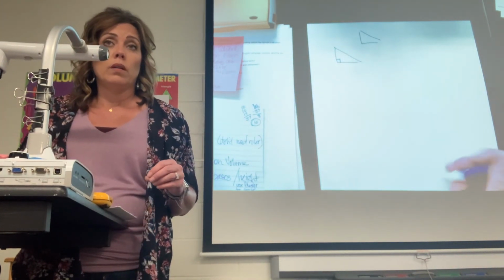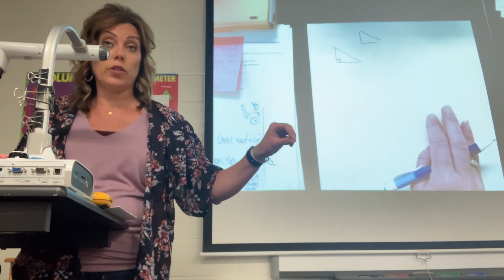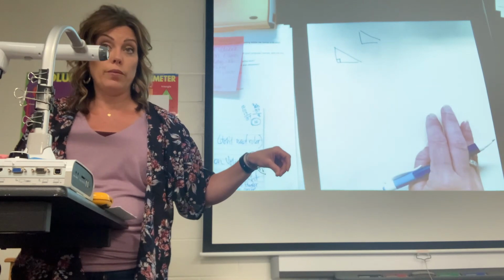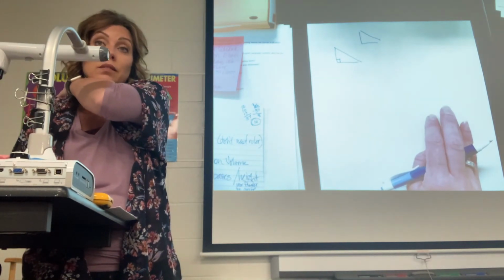Some of the students you may have to walk separately to. I know there's a couple of students that have to be read to. So sometimes I just read to the entire class.